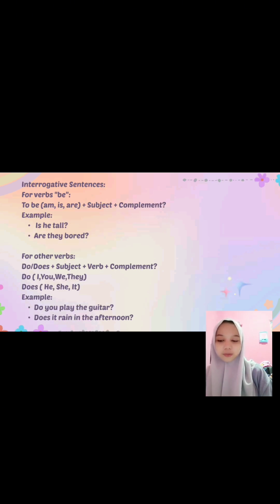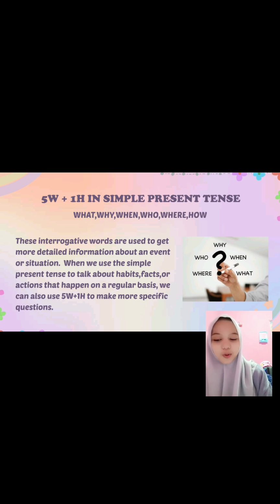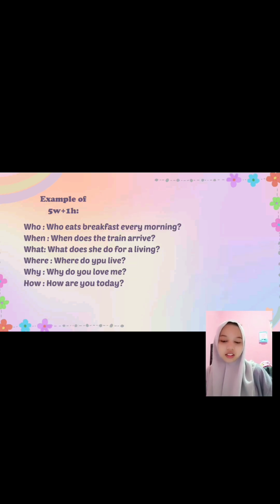Interrogative sentences for verb be: to be, am, is, are, subject, complement. Example, is the towel... For other verbs: do, does, subject, verb, complement. Example, do you play the guitar? Question words: when, who, where, how. These interrogative words are used to get more detailed information about an event or situation. Example, who eats breakfast every morning? When does the train arrive?